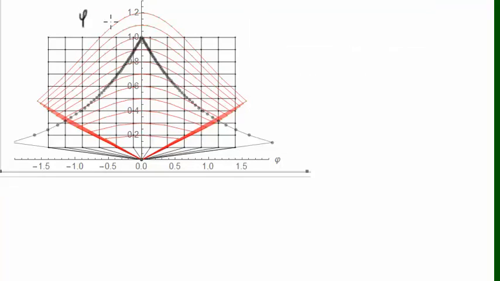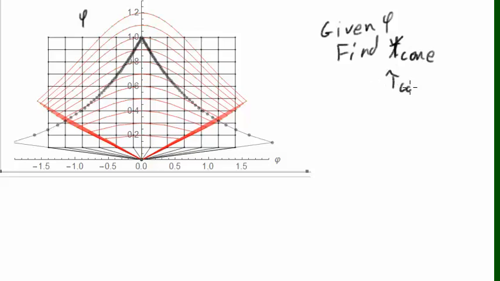So what I did before was, given phi, find t of the cone, then find tau of the cone, and then I would stretch it along the tau axis.